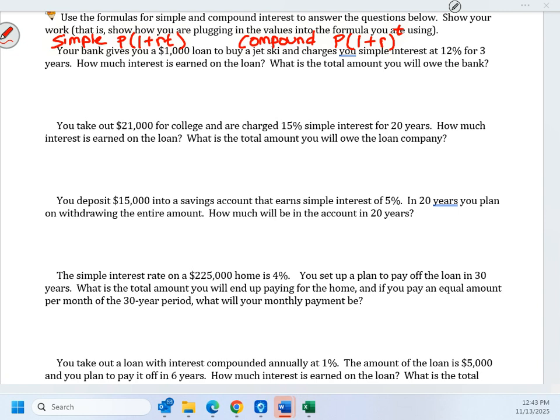Ellie? I have a question. Yeah. So first, when it says use the formula, can we use both of them? So we have to read the question. The question's gonna tell us. So look at our first question.